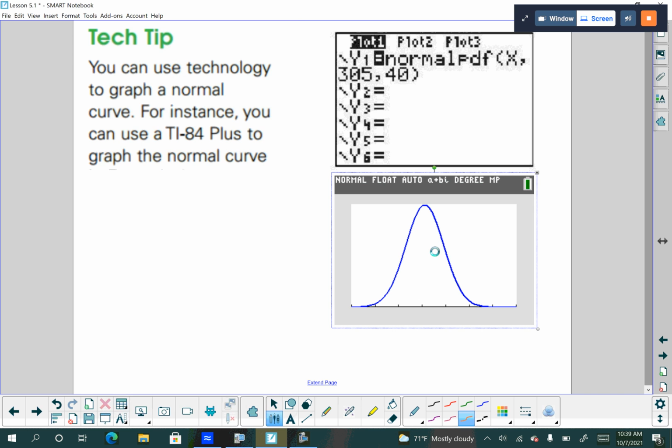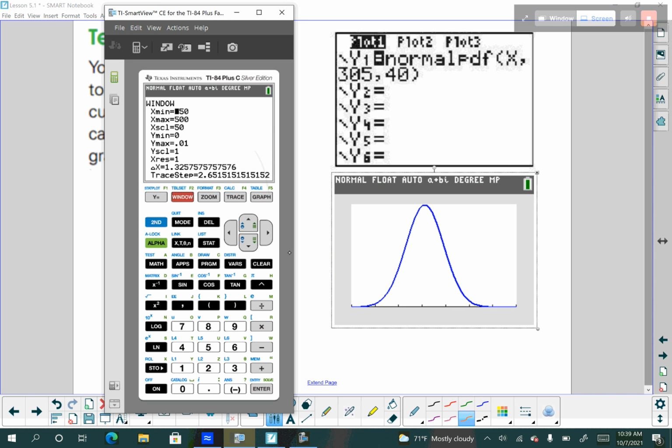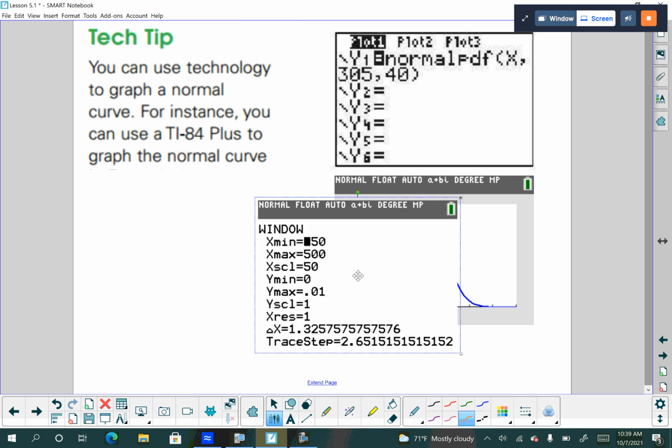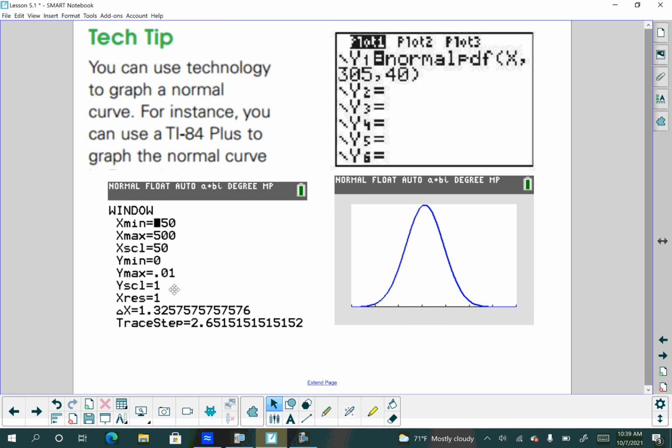Put that on there. Everybody able to get that okay? Okay. And you could always change, you know, the window based on what your mean and your standard deviation are if you needed to. But zoom fit worked for the most part.